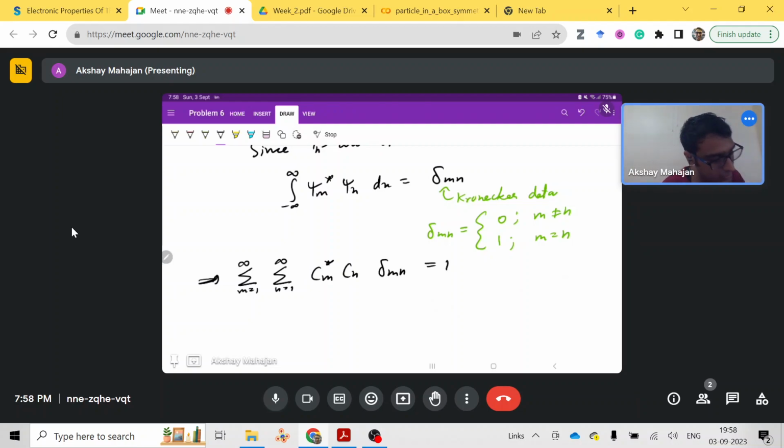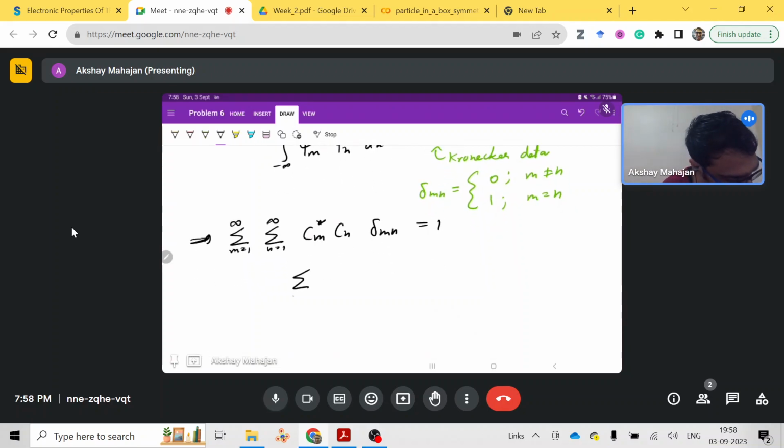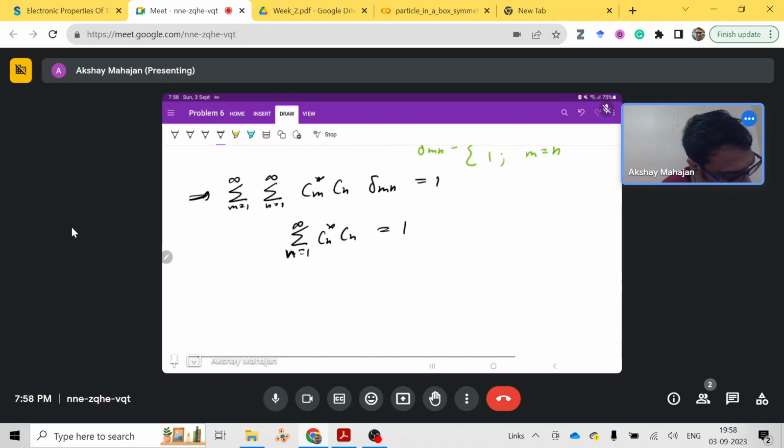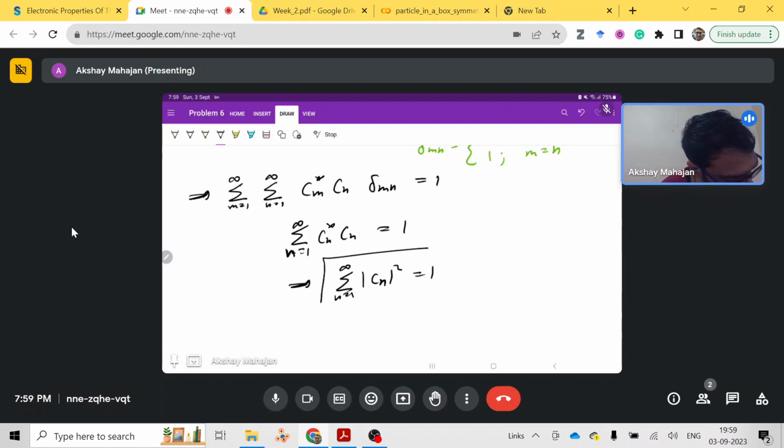Now that has to be equal to 1. Delta mn will be equal to 1 for m equal to n. So we have summation of n equal 1 to infinity cn star cn equal to 1, which basically means summation of n equal 1 to infinity mod of cn square is equal to 1.